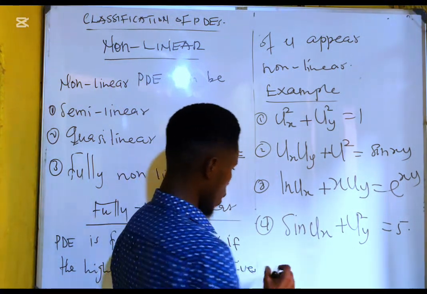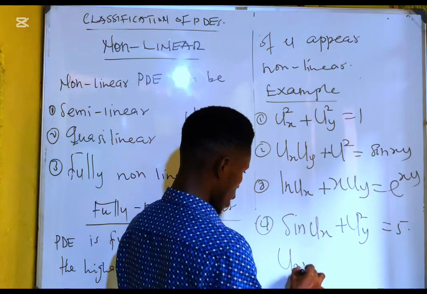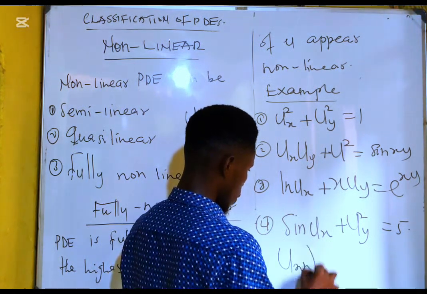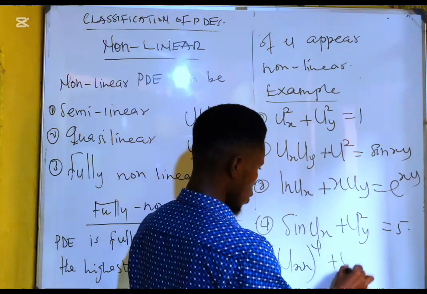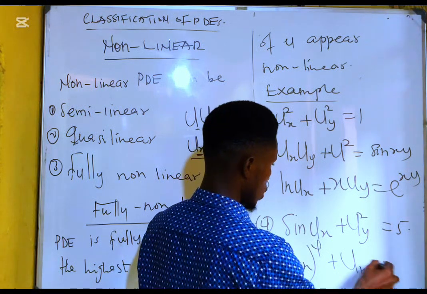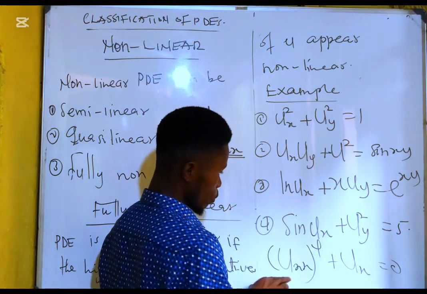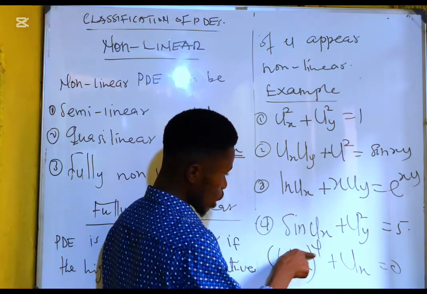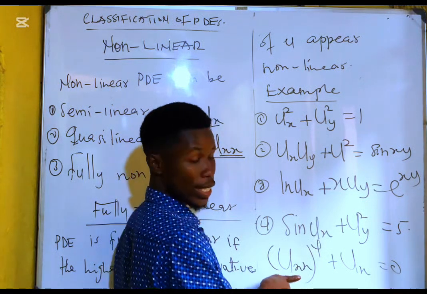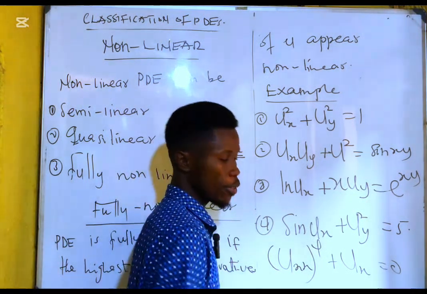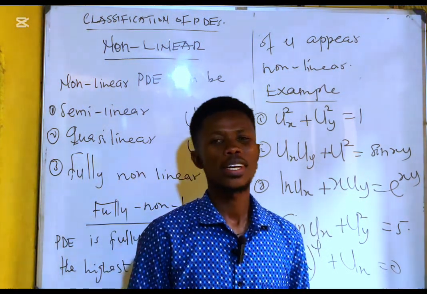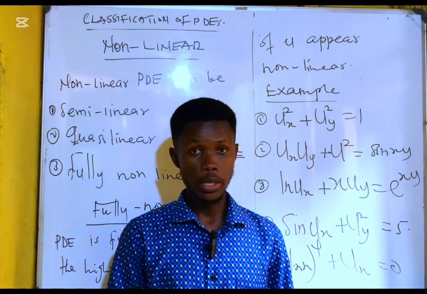Look at something here. If I have ux power 4 plus ux equals 0. This is fully nonlinear because the nonlinearity is occurring on the highest order. Is that okay? Very good. So please try to look for more examples and solve them.